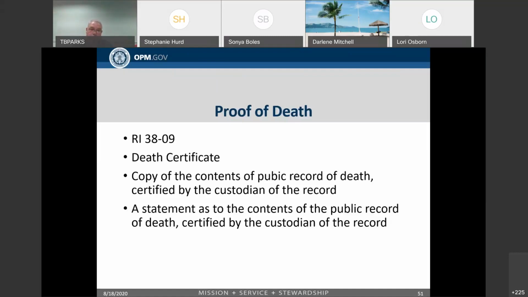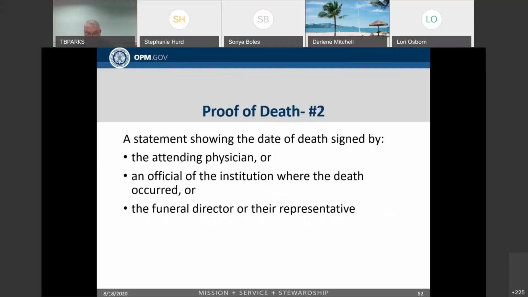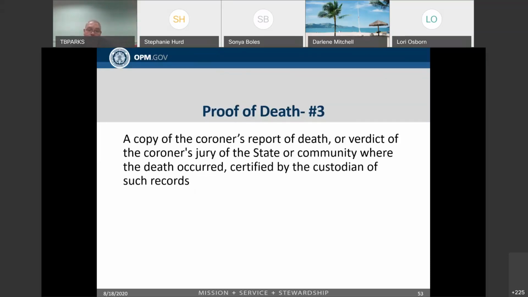Homicides and accidental deaths can impact how we process the benefits. So we would need a death certificate, copy of contents of public record of death, certified by the custodian record, a statement as to the contents of the public record of death, certified by the custodian of the record, a statement showing the date of death signed by the attending physician, an official of the institution where the death occurred, or the funeral director or their representative, or a copy of the coroner's report of death or verdict of the coroner's jury of the state or community where the death occurred, certified by the custodian of such records.